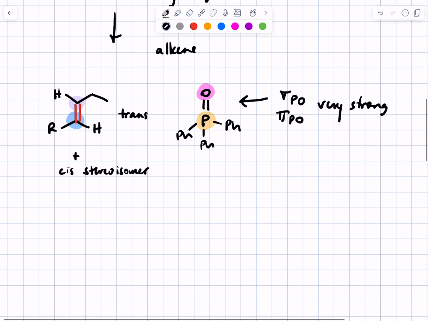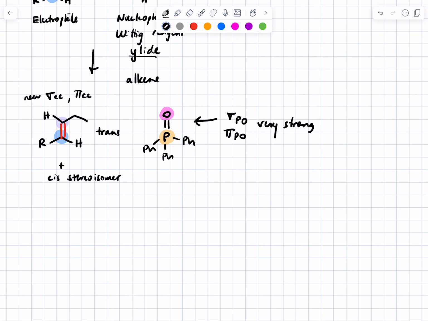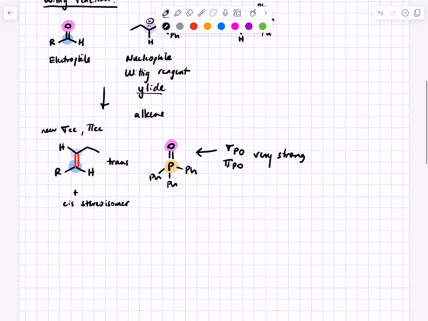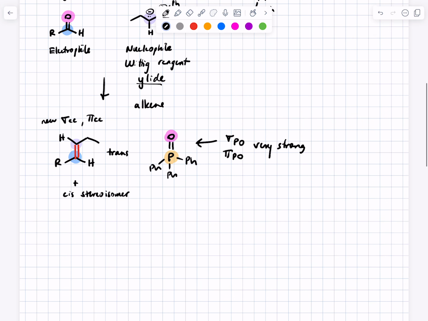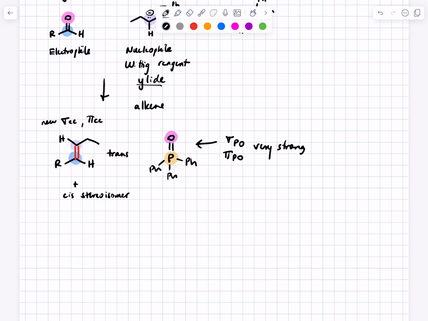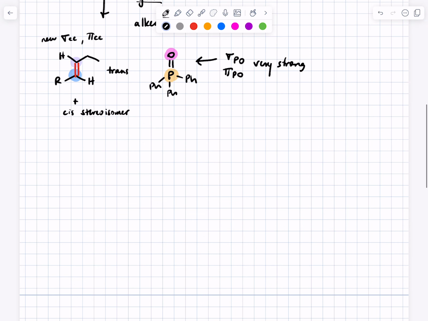Okay, so the Wittig reaction makes 2 new carbon-carbon bonds, sigma and pi, and then you make 2 new phosphorus-oxygen sigma and pi bonds as well. This reaction is useful because it takes 2 different pieces and brings them together. That's called a convergent process, when you can synthesize 2 carbon chains and then connect them together at a late stage. It's good because you make 2 new carbon-carbon bonds, as I've said.